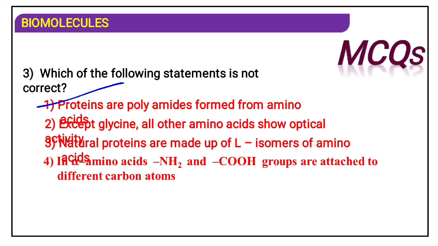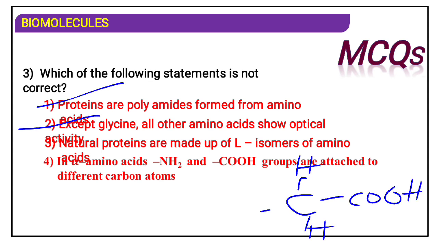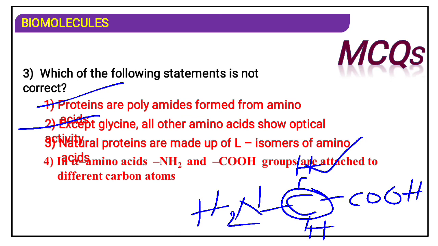Except glycine, all amino acids show optical activity. This is also correct. Why? Because the glycine structure is CH2, with COOH and NH2. This is not a chiral carbon, because there are two similar groups here. That's why it is an optically inactive amino acid. Except glycine, all amino acids are optically active. Only glycine is optically inactive.